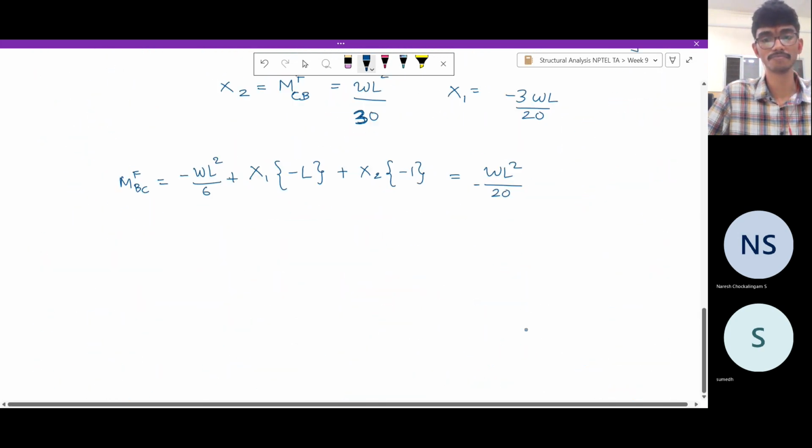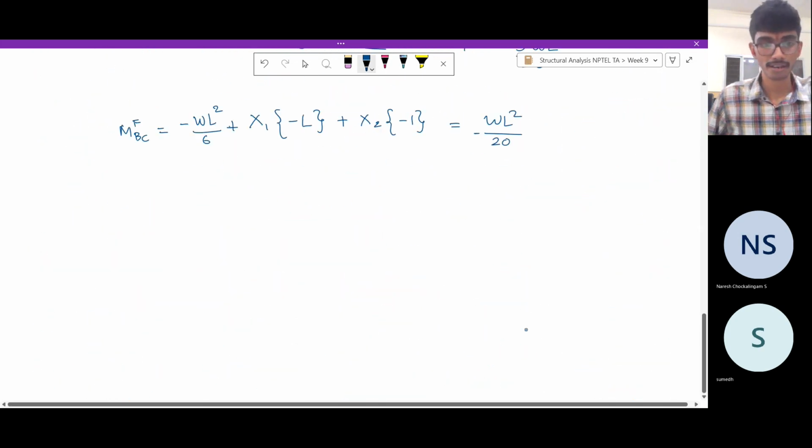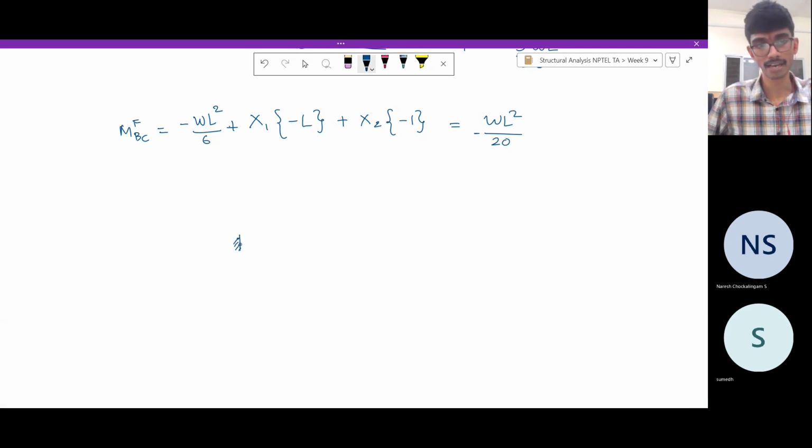So for this, the beam looks something like this. Have a linearly increasing loading.